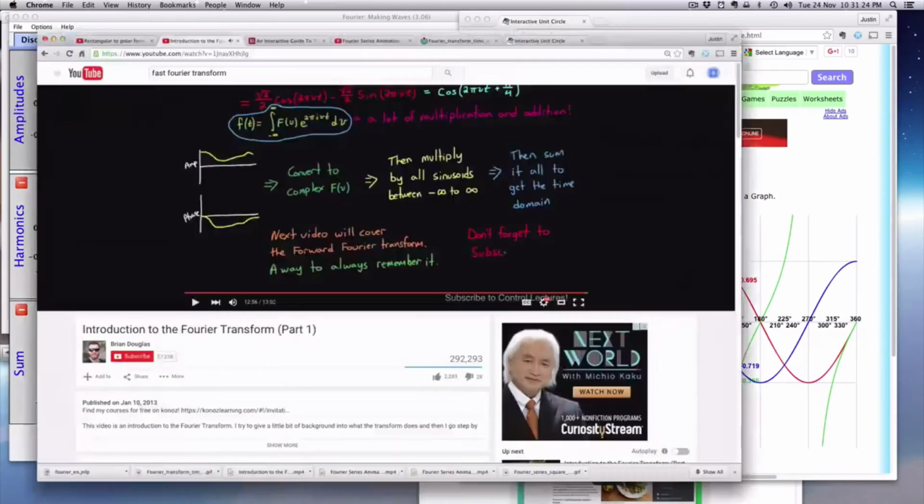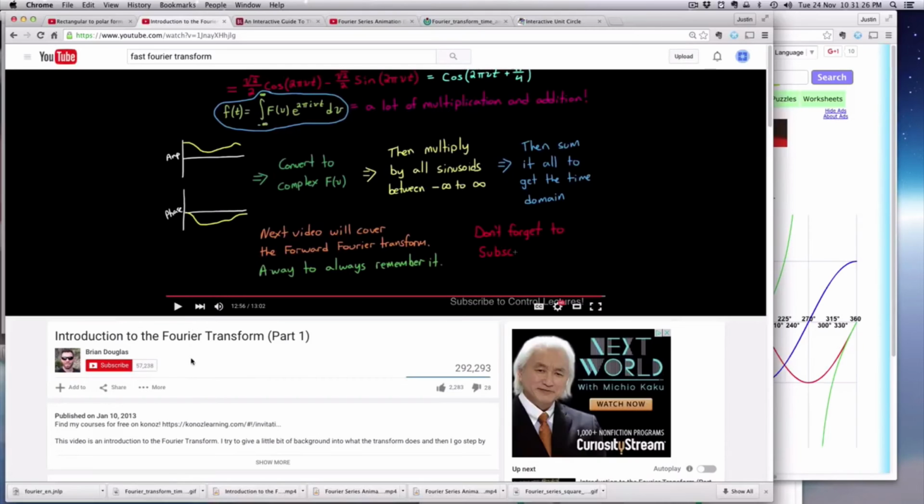Okay, so great. Thank you very much, Mr. Douglas. That's very helpful, I think, in trying to understand a slightly more mathematically informed understanding of this Fourier transform.